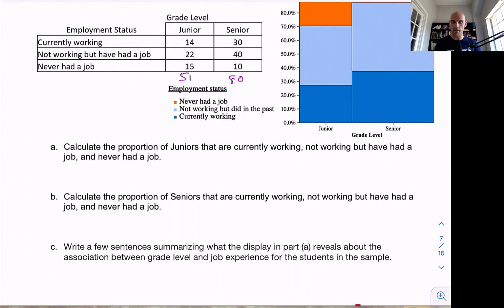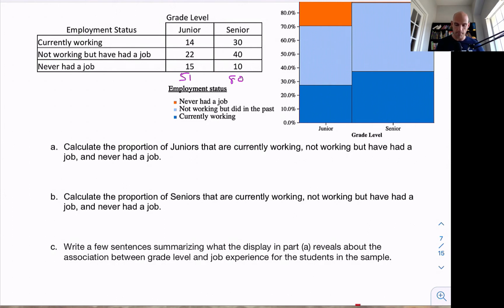Notice, when I look over at my mosaic plot over here, which part of the plot appears to be wider? Senior appears to be slightly wider, right? The width is slightly wider because it represents 80 people as opposed to 51 over here. Not as obvious as our one up top, where we had 100 versus 500, but again, representative proportionally of our population size. So let's calculate that proportion of juniors.